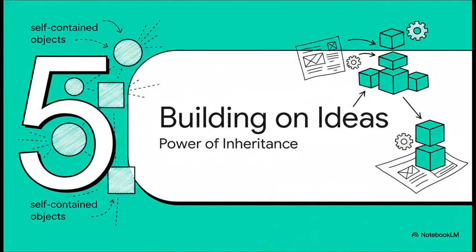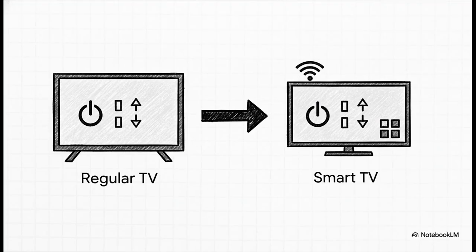All right, so we have these neat, self-contained objects that can talk to each other. But imagine you're a developer. How do you create new, more advanced objects without having to completely reinvent the wheel every single time? Well, here's secret weapon number 2, inheritance. The best way to think about it is like this. Say you want to create a blueprint for a smart TV. You don't start from zero. You start with the blueprint for a regular TV. The smart TV inherits all the basic TV features for free, like turning on and changing channels. And then you just add the new, cool stuff, like connecting to the internet.